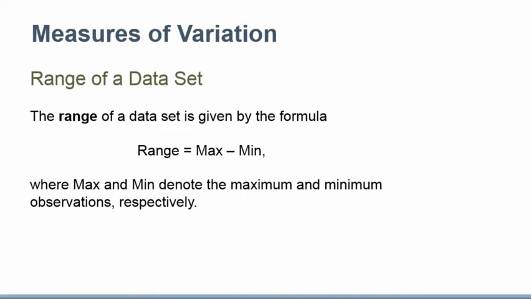Measures of variation. Range of a data set. The range of a data set is given by the formula range equals max minus min, where max and min denote the maximum and minimum observations respectively.